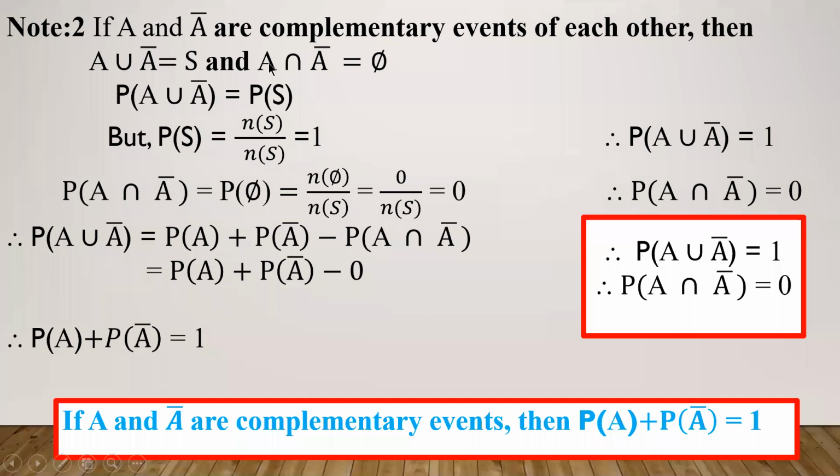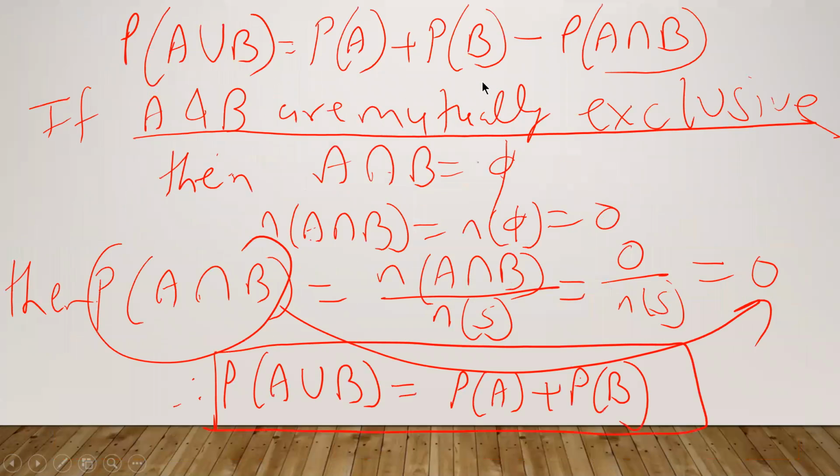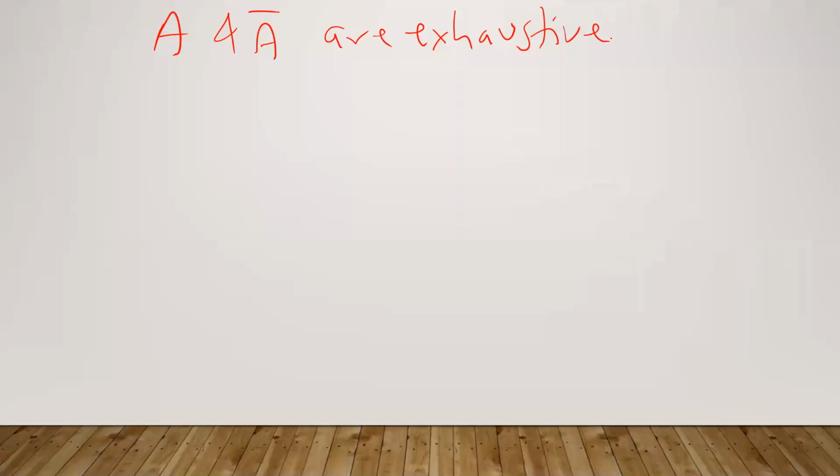Now, one more important thing. If two events are complementary events, we have just seen that complementary events are mutually exclusive and exhaustive. If they are mutually exclusive, there is nothing in the intersection. So the probability of A intersection A complement will be 0 because they are mutually exclusive. What is A union A complement? Because they are exhaustive, look here: A and A complement are exhaustive events. You know that complementary events are mutually exclusive as well as exhaustive.